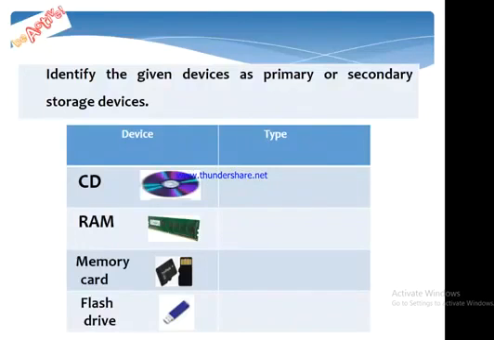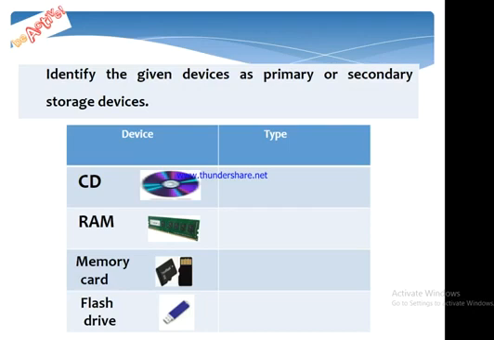Okay, be active grade 4. Grab your sheets and pencil. There is a small written task for you. You have to identify the devices as primary or secondary storage devices. 4 devices are given and you have to classify them. No need to draw the diagrams. You are supposed to just write the name of the devices. I hope everybody has completed the table.